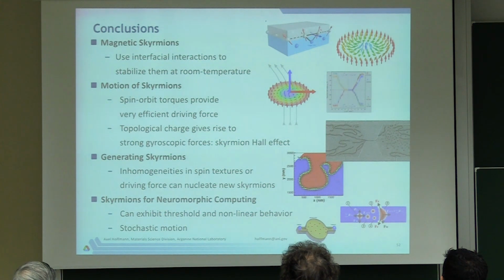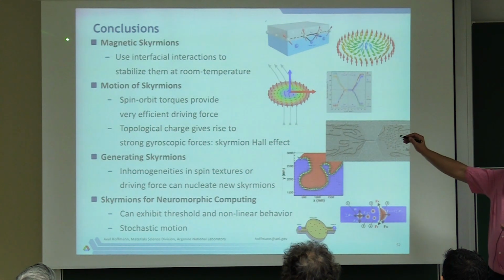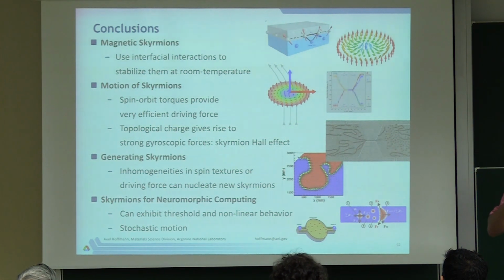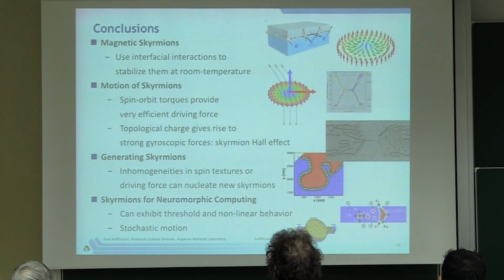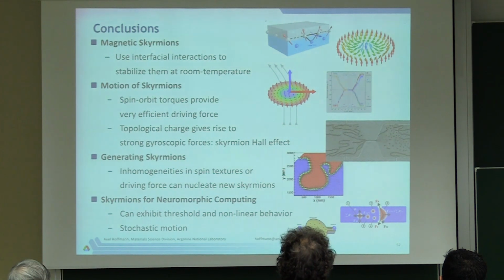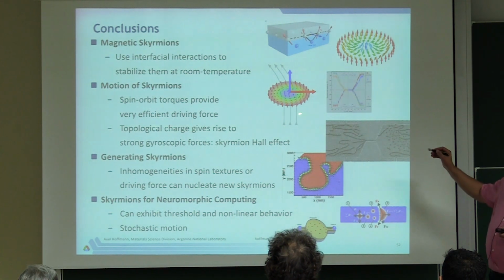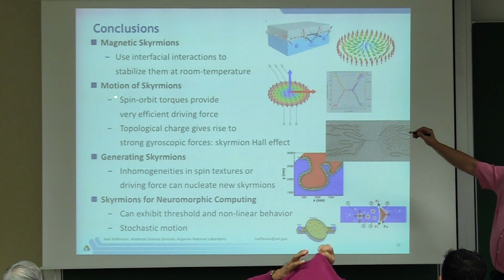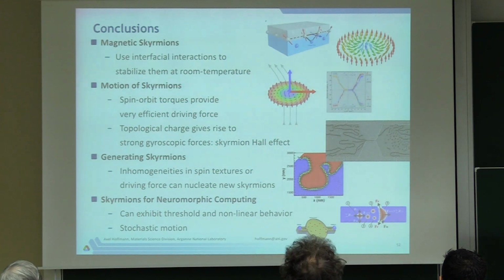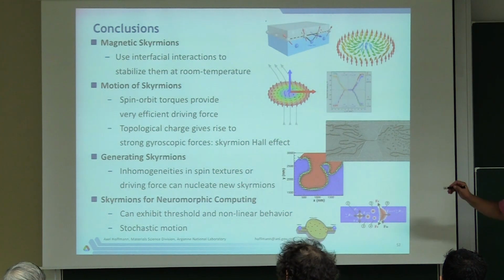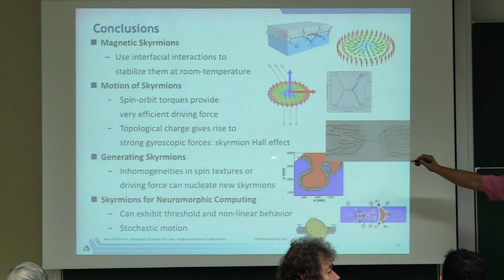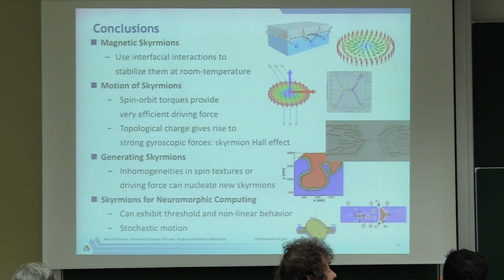Here are briefly my conclusions. So you can use magnetic skyrmions at room temperature relatively easily in magnetic multilayers because the interfacial interactions help stabilize them and give you lots of room to engineer their properties. You can move skyrmions relatively well using spin-orbit torques, which is a very efficient way of doing it. Now, the topological charge gives rise to gyroscopic forces like the skyrmion Hall effect, which, depending on how you look at it, is a nuisance or useful, who knows.